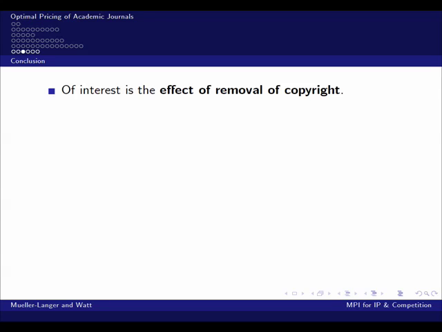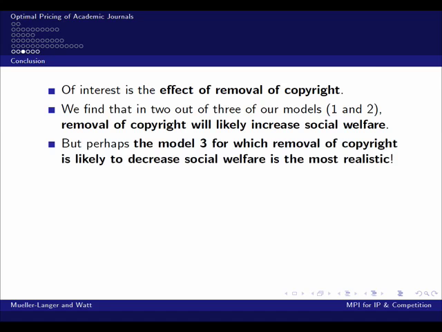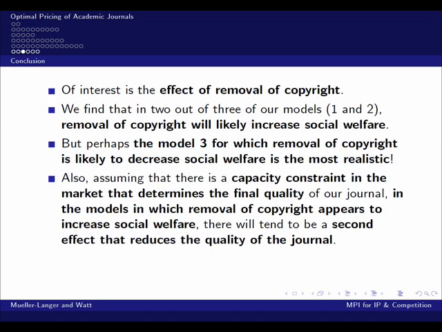Now, we've also talked about the effect of removal of copyright. We find that in Model 1 and Model 2, removal of copyright would likely increase social welfare, and it could be a different result if we introduce capacity constraints. But it is also possible, and this goes back to your question, which production function is actually the more realistic one. We could also have a negative effect on social welfare from removal of copyright, and this is under the conditions of Model 3. Okay, this is again the capacity constraint feature.